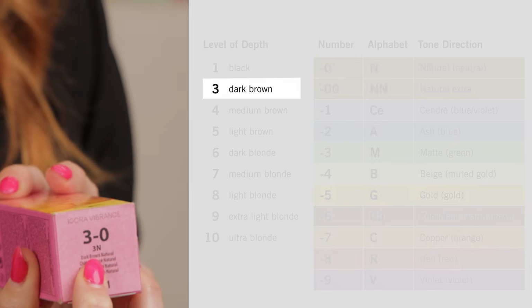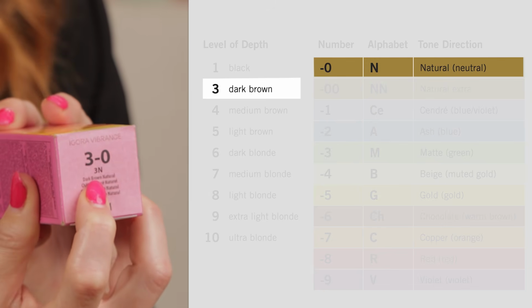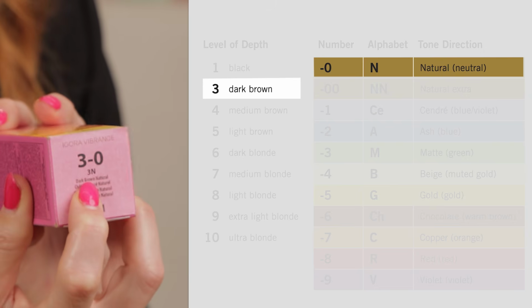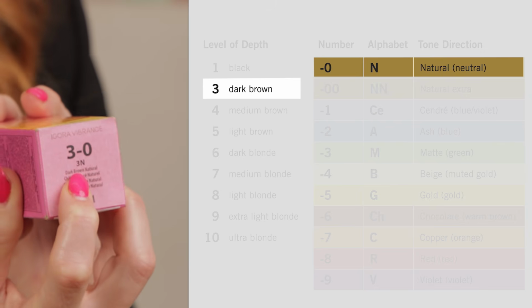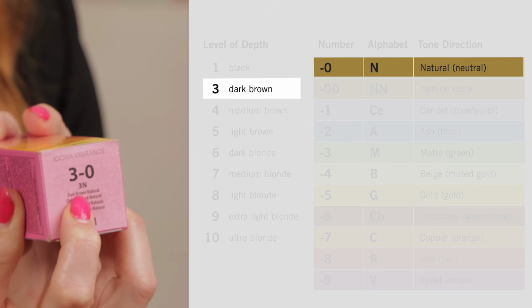3-0. We talked about it before. A 0 is natural, which means N. So 3N and 3-0 are the same shade. It's a level 3 natural. So whenever you see 3-0, just know 3N is a perfect name for it, as it's a natural.